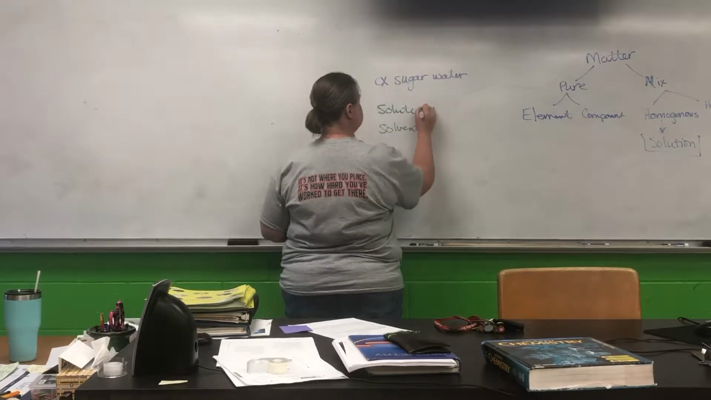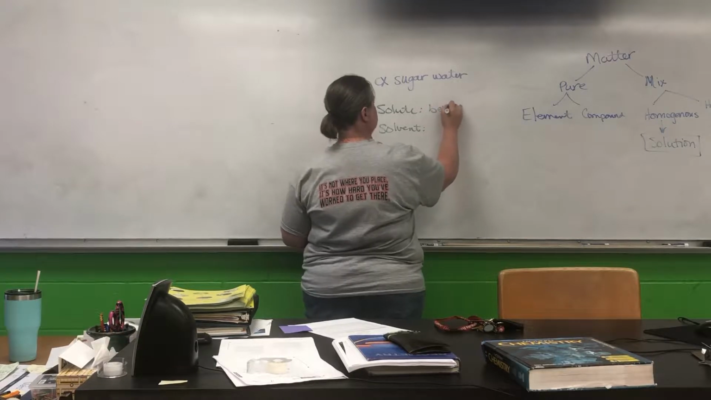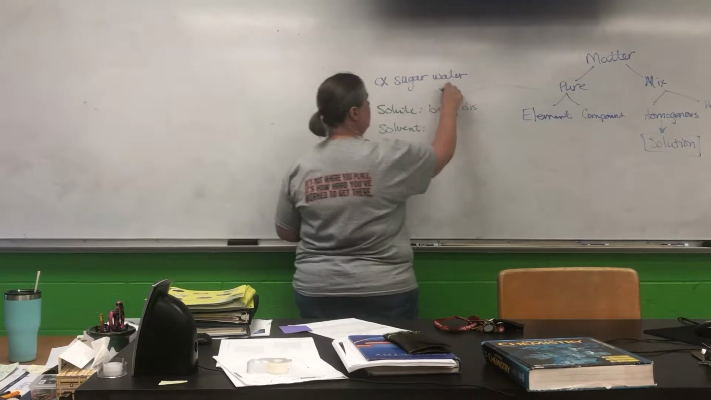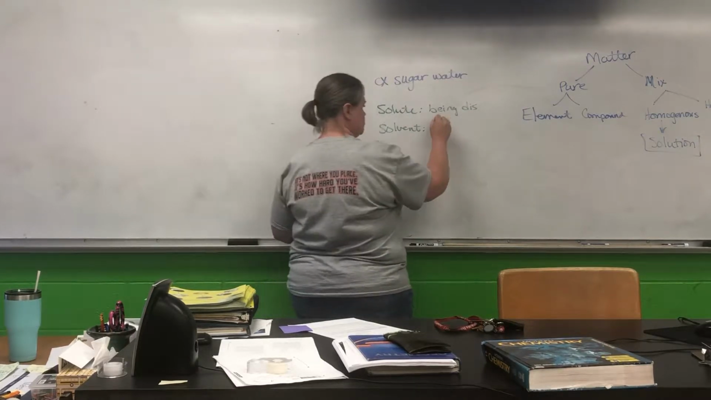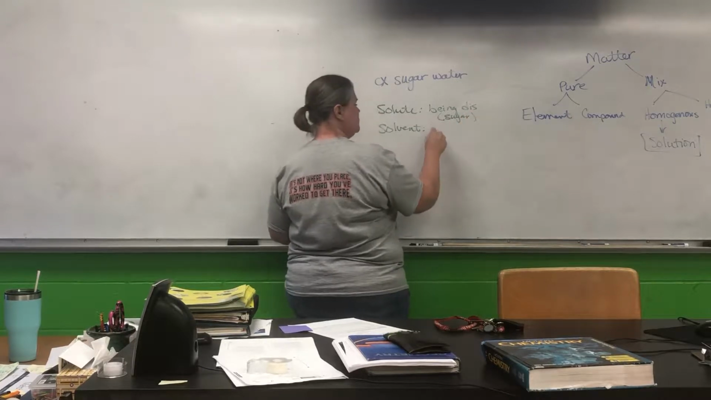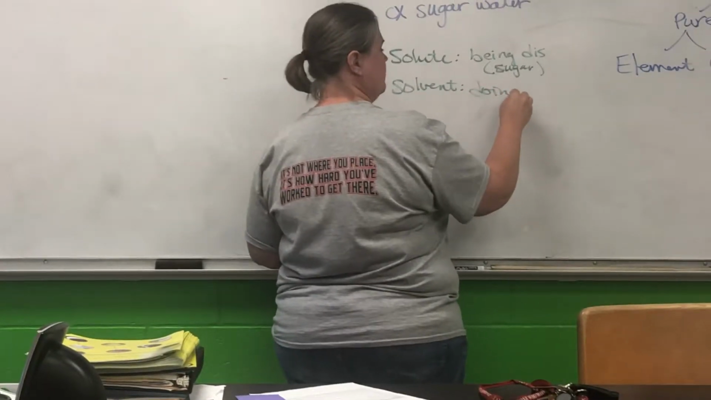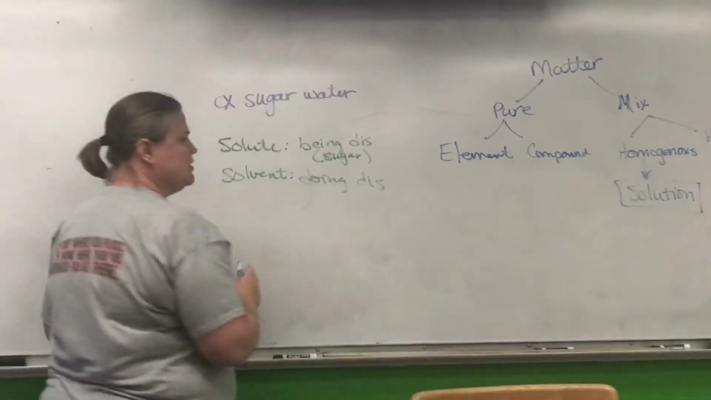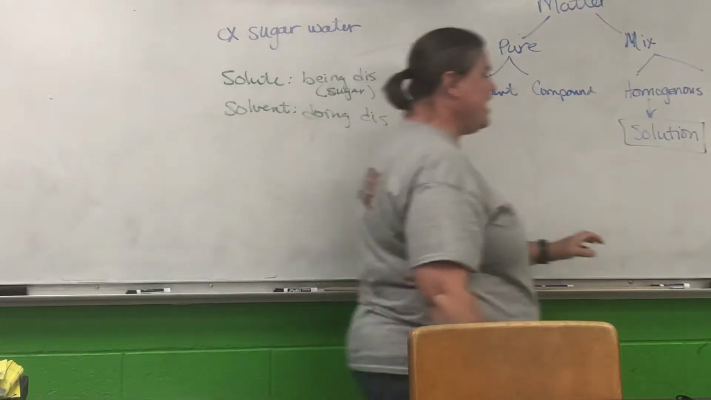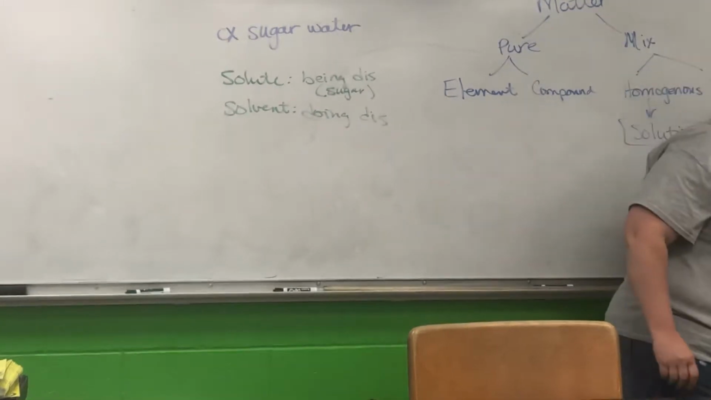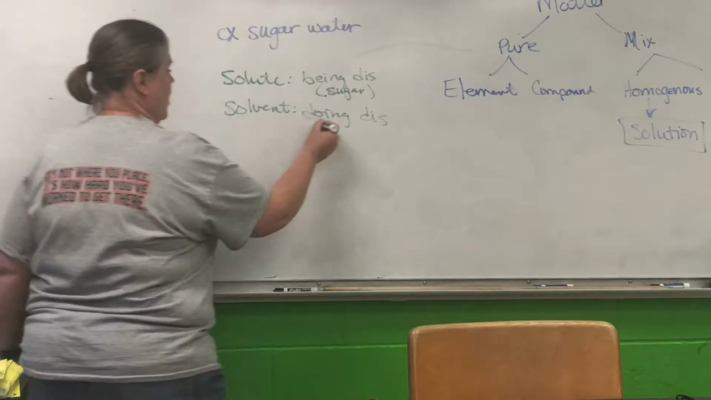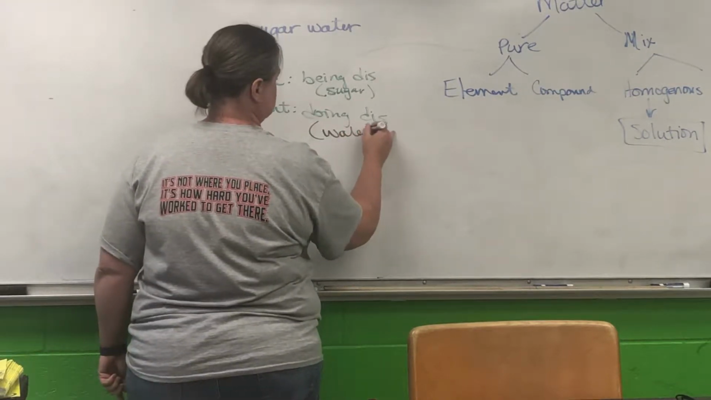Your solute is what's being dissolved. So, in our example, which one, sugar or water, is? Sugar. So this would be your sugar. And your solvent is what's doing the dissolving, right? And that would be what in this example? The water. Matter of fact, water is a lot of times called a universal solvent because most things will be dissolved by water, okay?